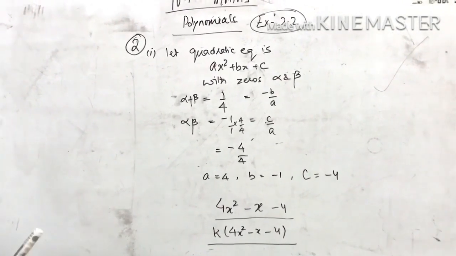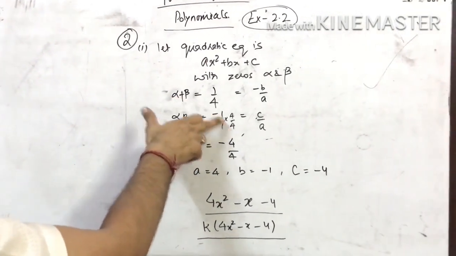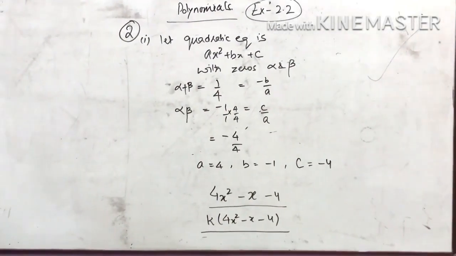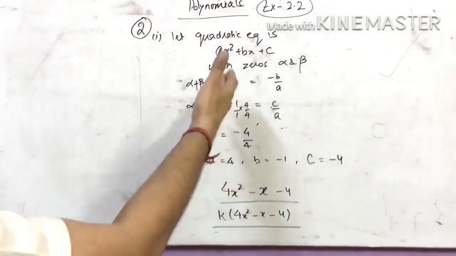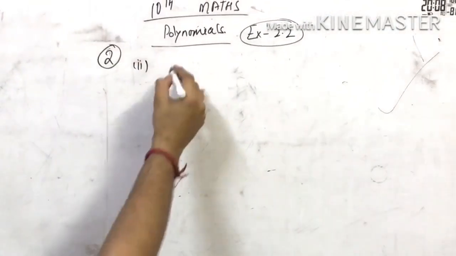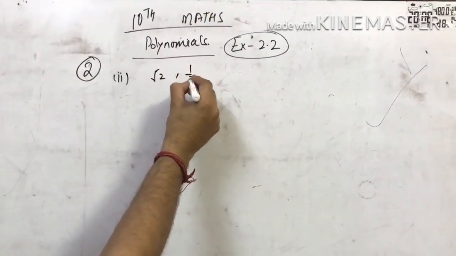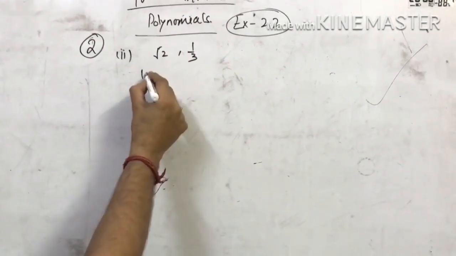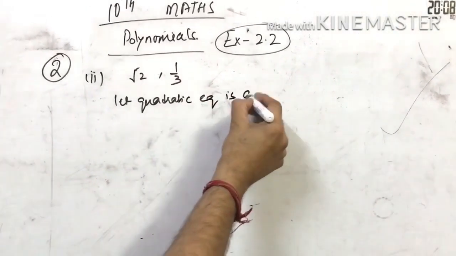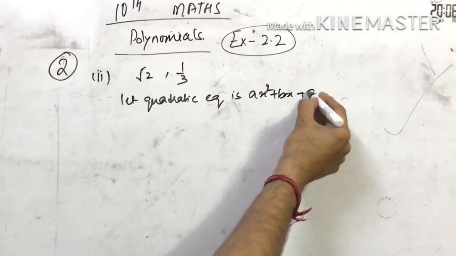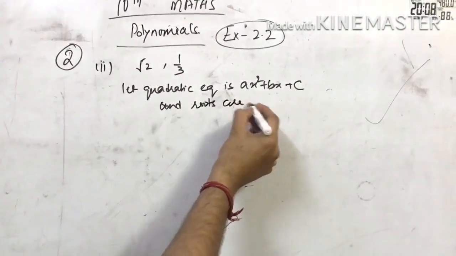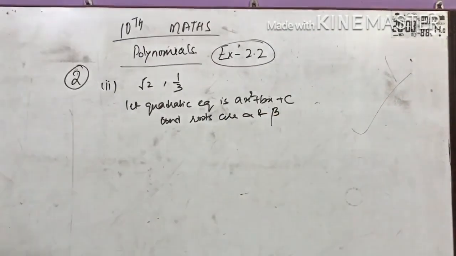So in this way you can solve this, and you can see you always try to have the same denominator like a. So these numbers should be equal. Whatever number you have to multiply and divide, that you have to see or calculate, and you can make this equation. Let's go to part 2. Part 2 is root 2 and 1 by 3. So what will you write? Let the quadratic equation be ax square plus bx plus c, and roots are alpha and beta.